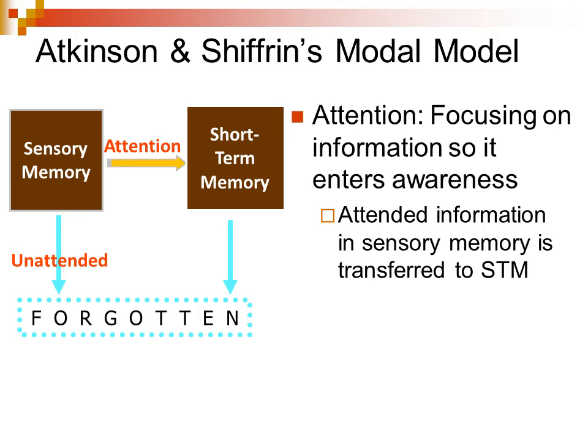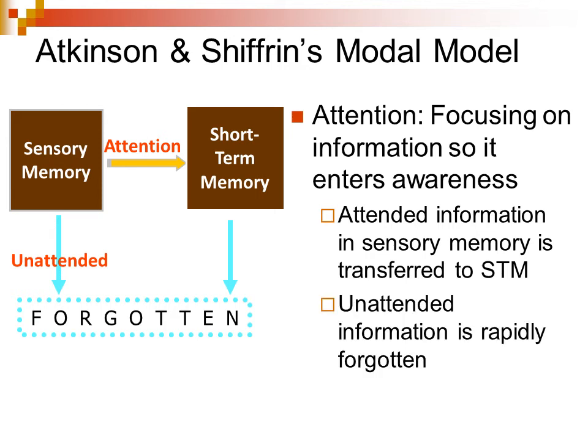The way information is transferred from sensory memory to short-term memory is attention, which remember is about focusing on information so it enters awareness. So attended information in sensory memory enters awareness, while unattended information is forgotten. Think back to the market scene in the change detection example. You become aware of the change in the color of the person's pants when you attend to his pants. That's when the information enters short-term memory or awareness. Otherwise, the color of his pants is quickly forgotten, so you don't notice the change. So yes, unattended information is rapidly forgotten.